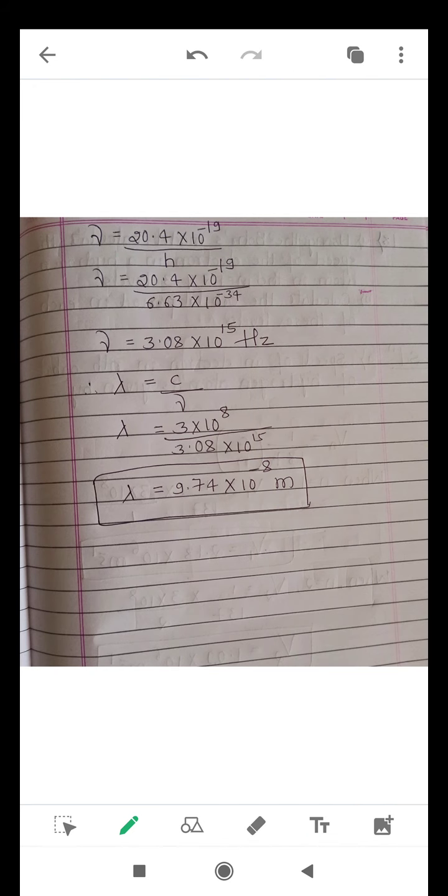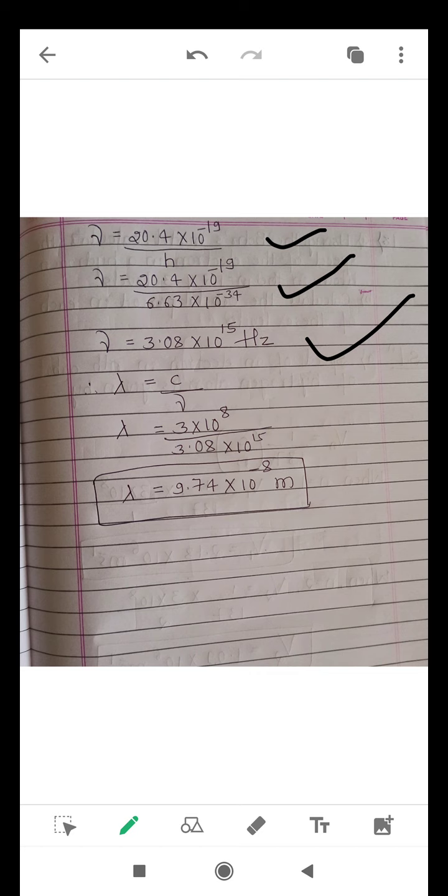So therefore in the next step nu is equal to energy divided by h. So energy is 20.4 into 10 to the power minus 19 divided by h. H is Planck's constant. So the value of h is 6.63 into 10 to the power minus 34 joule seconds. So we'll get nu as 3.08 into 10 to the power 15 hertz. So this is how we can get the value of nu.